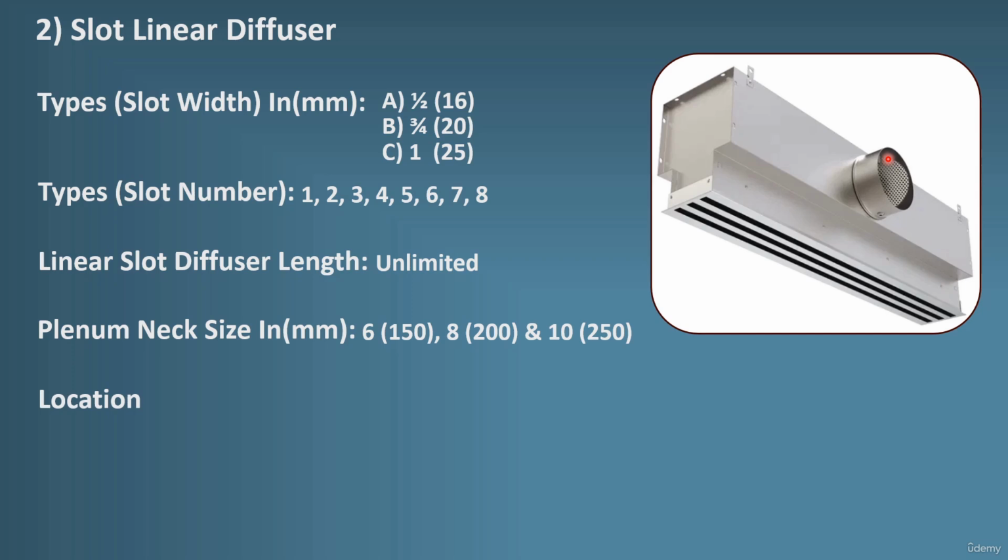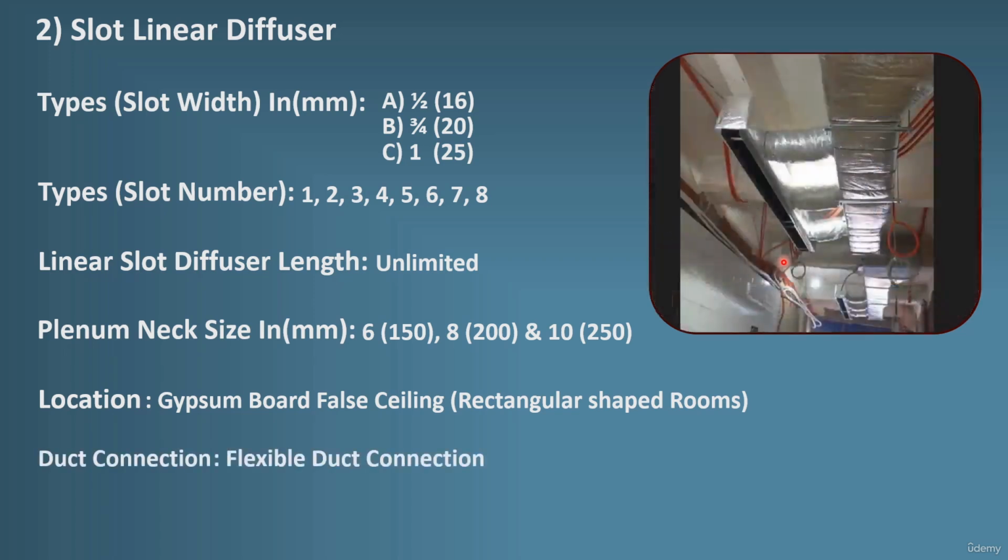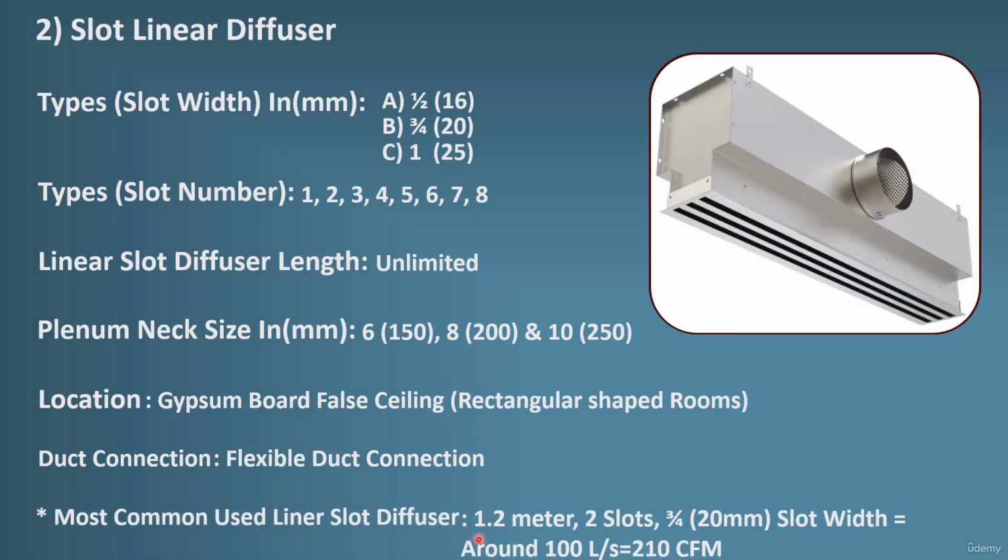We use this type if the architectural engineers use gypsum board for ceiling in rectangular shaped spaces, like in this room, in this image. We usually connect this plenum box to the system by flexible duct. The most commonly used slot diffuser is 1.2 meter, which is equal to 4 feet.